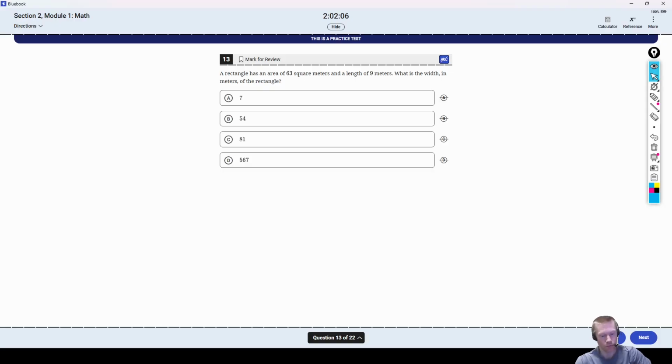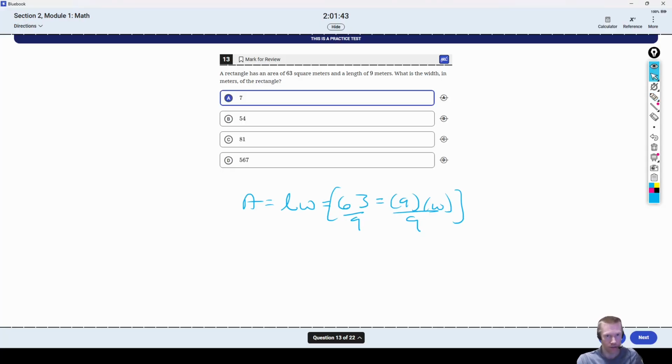Next up, we have a rectangle. You're told its area. Of course, area of a rectangle is length times width. So its area is 63, and the length is equal to 9. The width is not known. The width is what they want. So if you set up this equation right here, just divide by 9. What does the width have to be? Well, it just has to be 7. Correct answer is going to be letter A.